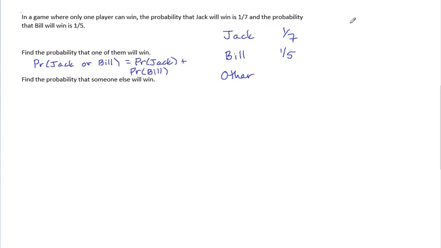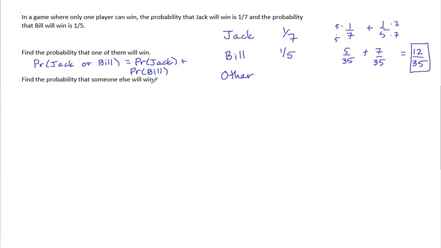So I need to do 1/7 plus 1/5. Let me get a common denominator, so I'll multiply by 5. So 5/35ths, and over here I need to get a common denominator, multiply by 7. 7/35ths, add that together, 12 out of 35. So the probability that one or the other of them will win, they'll win 12 times out of 35.